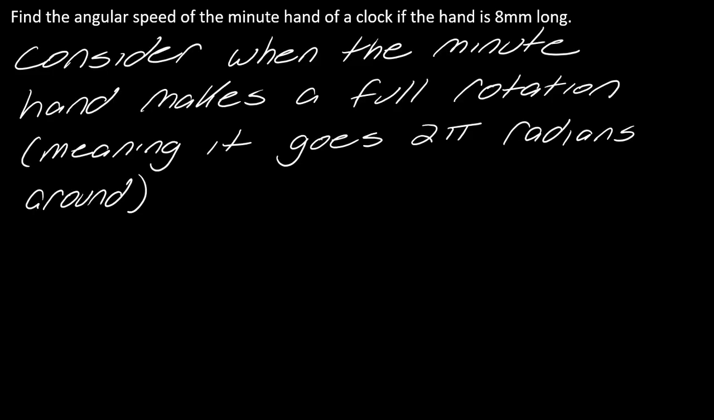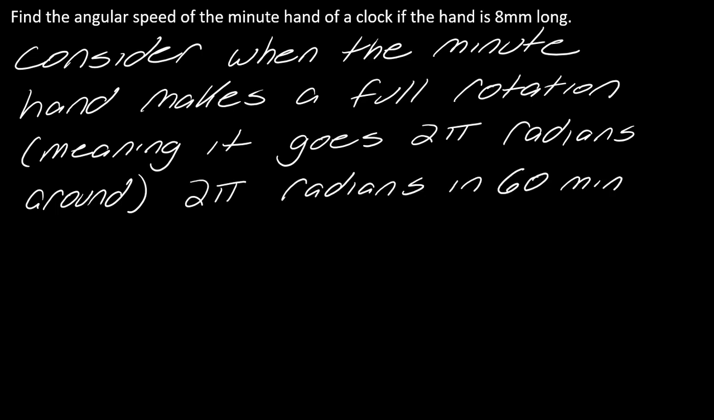So let's start with finding the angular speed of the minute hand of a clock if the hand is 8 millimeters long. You want to consider when the minute hand makes a full rotation. A full rotation would be 2 pi radians around, so it makes that rotation of 2 pi radians in 60 minutes. This is the way you want to frame things when you're thinking about rotations. Since we're talking about a minute hand, we want to think about how long it takes to go that full rotation of 2 pi radians. It takes 60 minutes for the minute hand to go around the clock.